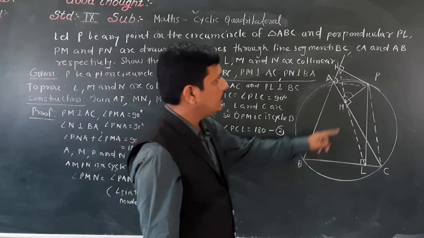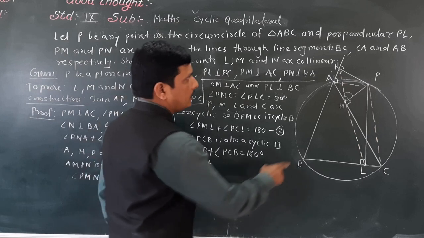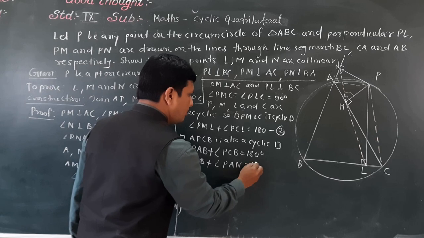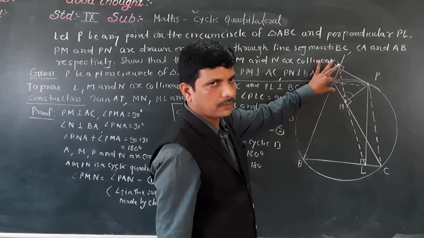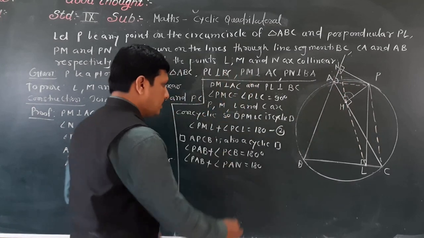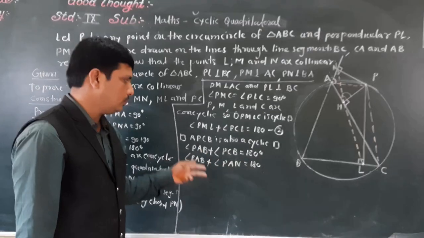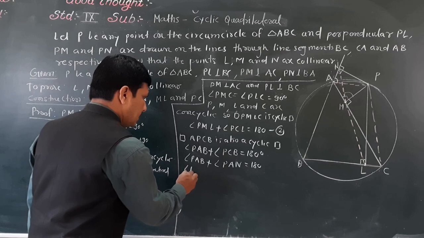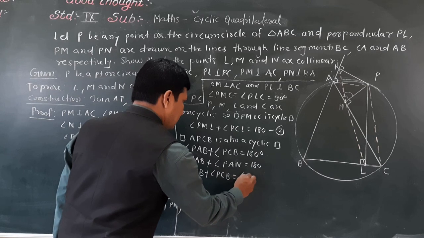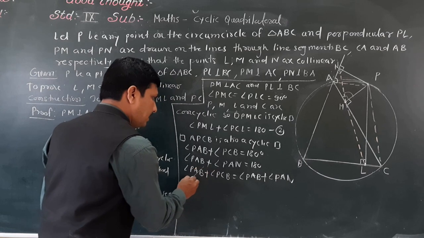Also we can see here PAB plus PAN is equal to 180 degrees, because they are linear. So the sum of this and this angle is 180. The sum of these two angles is 180, and the sum of these two is also 180. So we can compare: angle PAB plus angle PCB is equal to angle PAB plus angle PAN. So PAB and PAB will be cancelled.